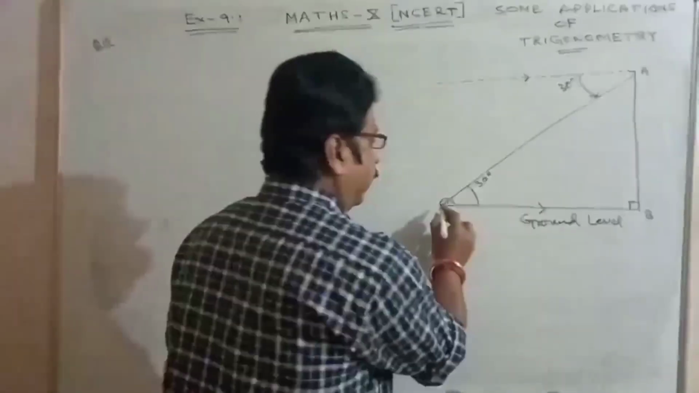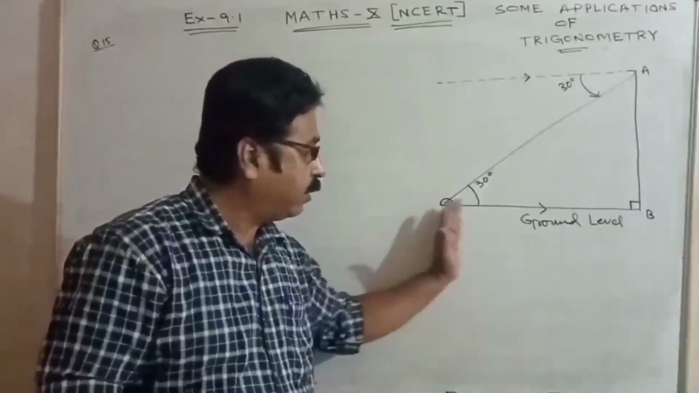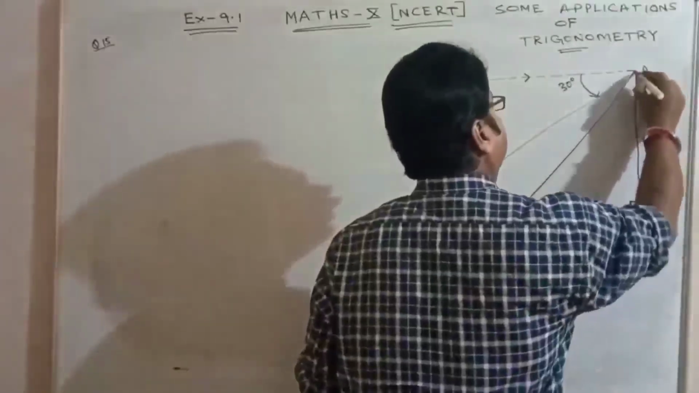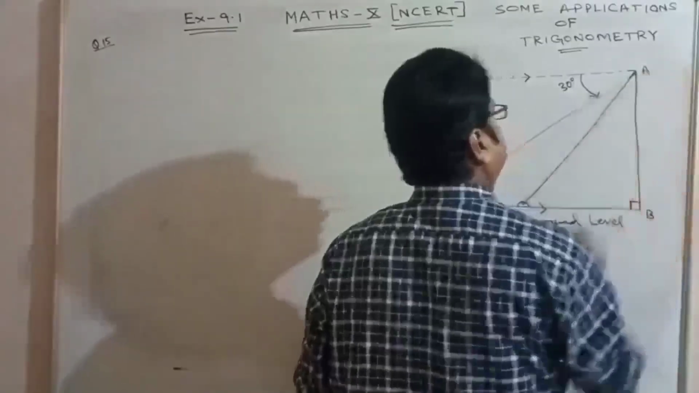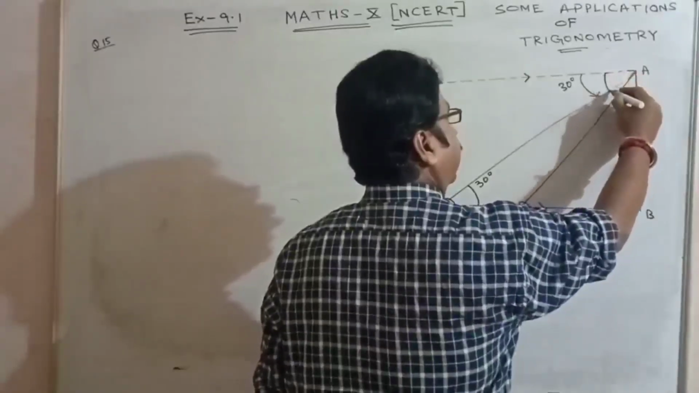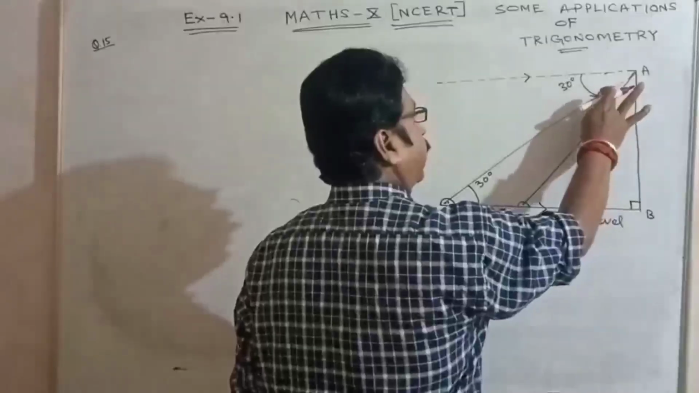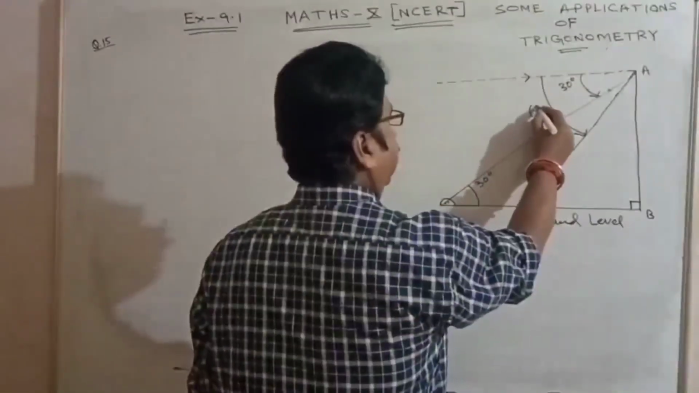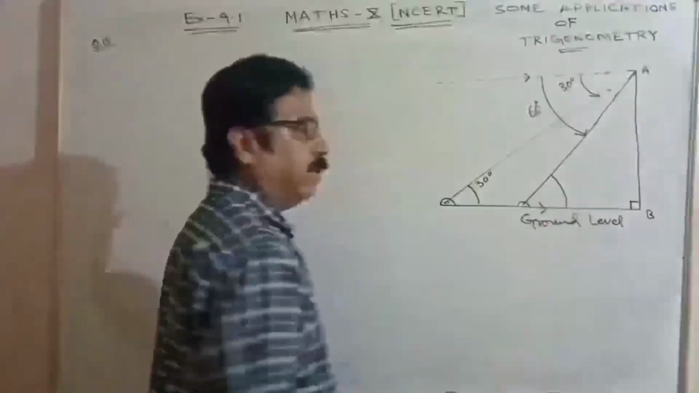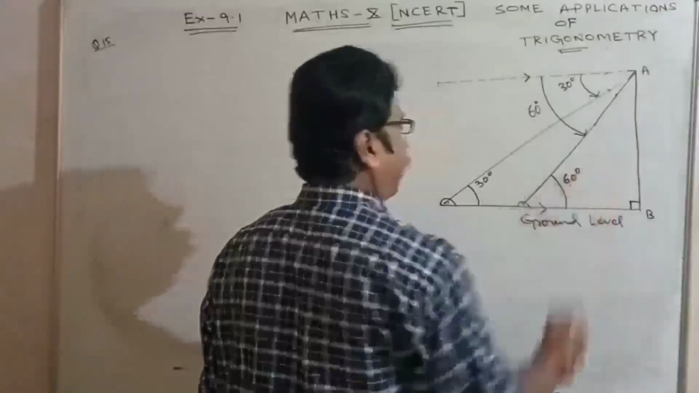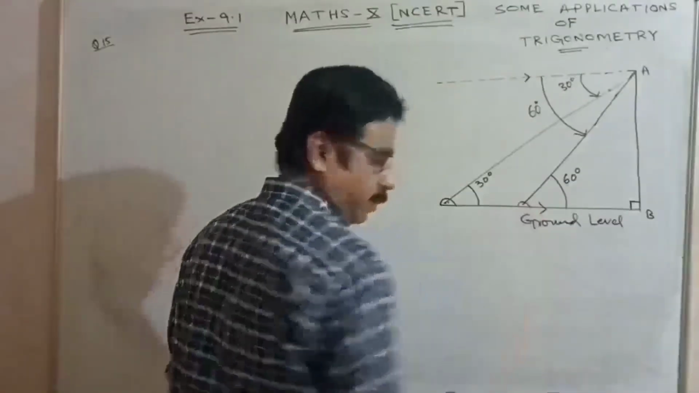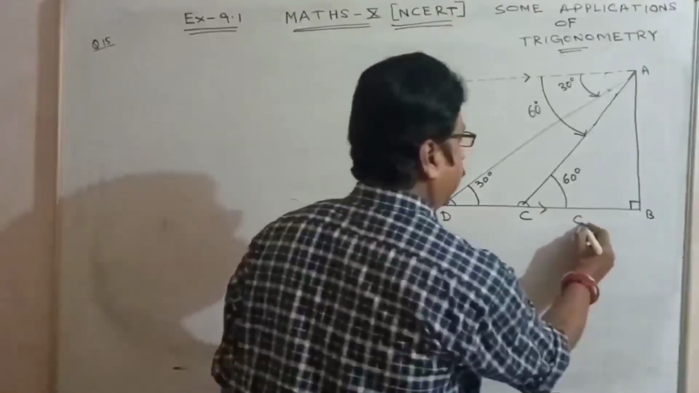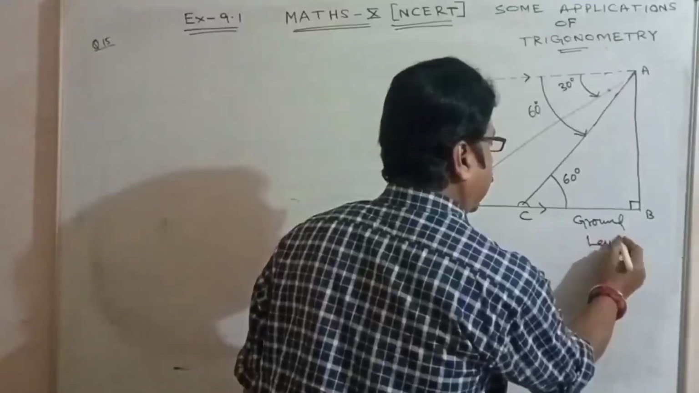Now, the car is approaching towards the tower. The car is moving towards the tower. Suppose the next position of the car is here. This angle of depression we can write here. In the next case, the angle of depression is 60 degree. Now this angle and this angle are alternate angles, so this will also be 60 degree. Suppose AB, this is C, D, it is ground level. It is a tower.